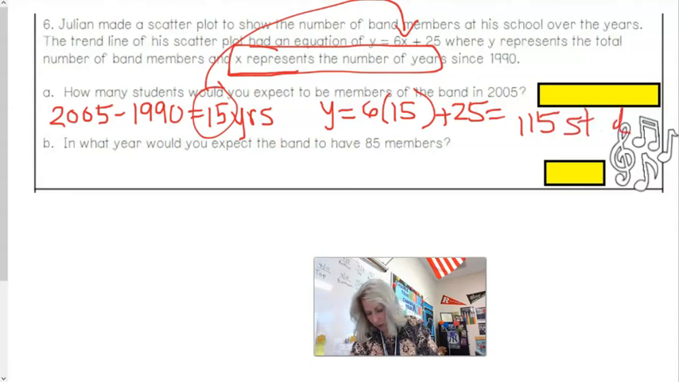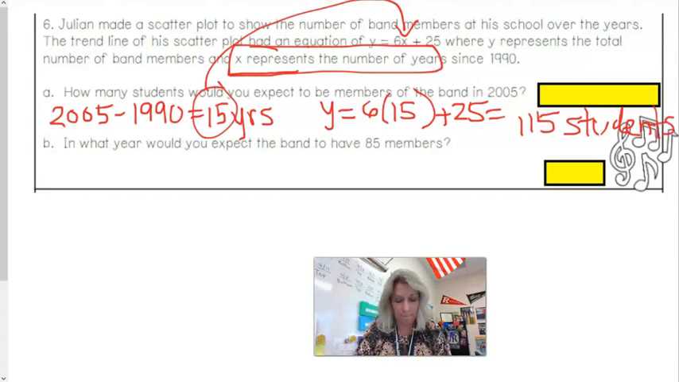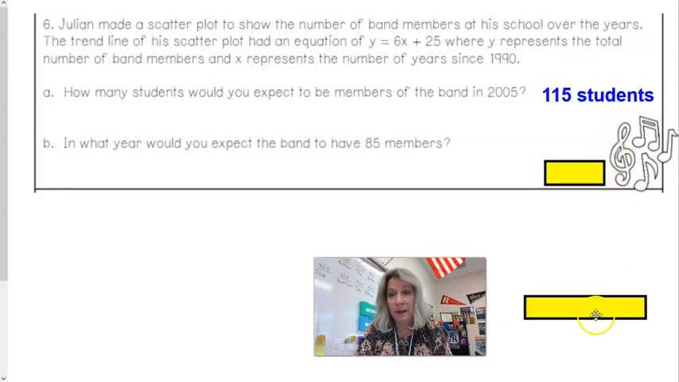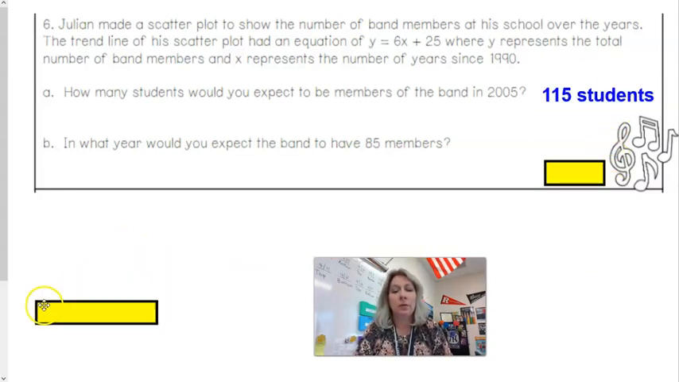So hiding under my box, the big reveal. Drum roll, please. I think it should be 115 students. Yes. Thanks for the drum roll.